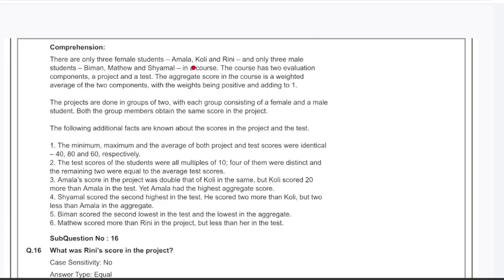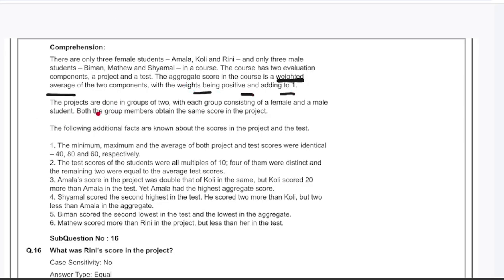Now there are 3 female students, Amala, Koli and Rini. There are 3 male students, Biman, Mathew and Shyamal. The course has 2 evaluation components, a project and a test. The aggregate score in the course is a weighted average. Again, a DI concept has been introduced into this puzzle also, with the weights being positive and adding to 1.